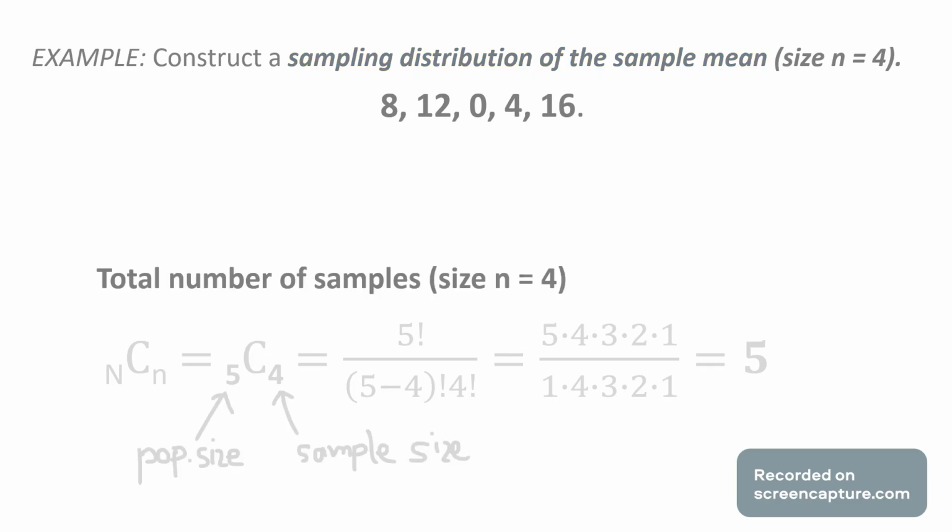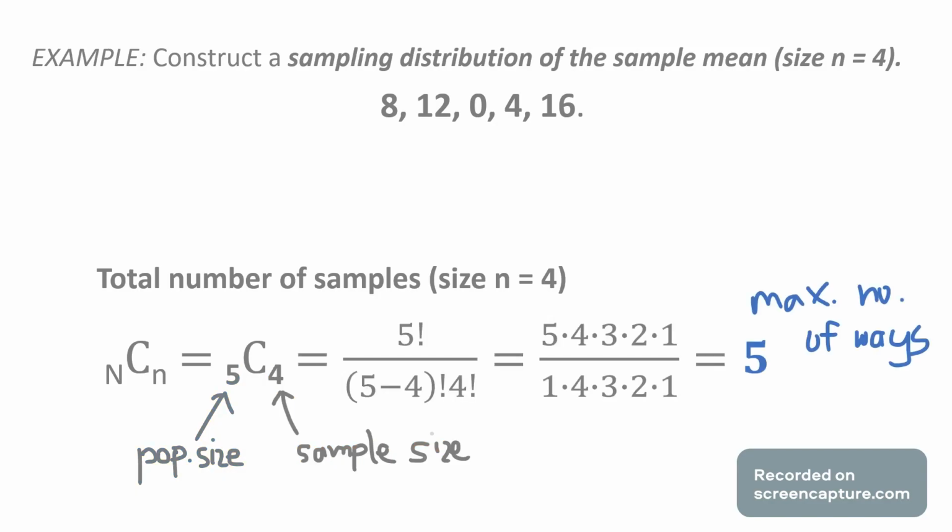First, let's identify the maximum number of ways we can generate samples of size n equals 4. We use the combination 5C4, where 5 is the size of the population, while 4 is the target size of the sample. Upon doing the combination formula, we get the result of 5, which is the maximum number of ways we can do this. This is not our concern, so don't worry about this. We just identified how many we are going to list.